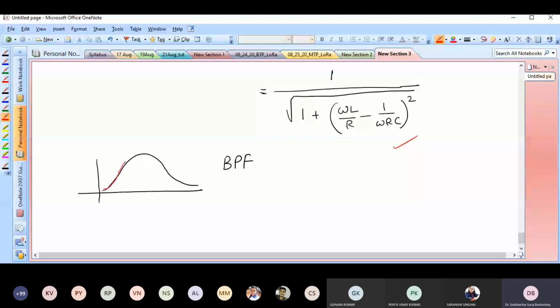It's a little hard to do this asymptotic analysis over here because there are two dependencies: omega L by R minus 1 by omega R C. So basically omega appears in the numerator and the denominator, so it gets a little hard. But the point over here is that if you plot this, you will see something like this. There will be a peak at some point, at this point.